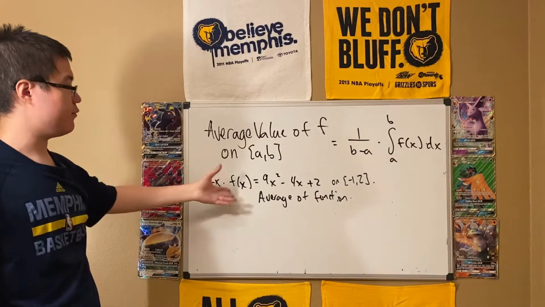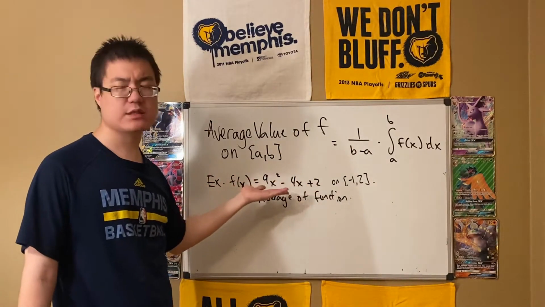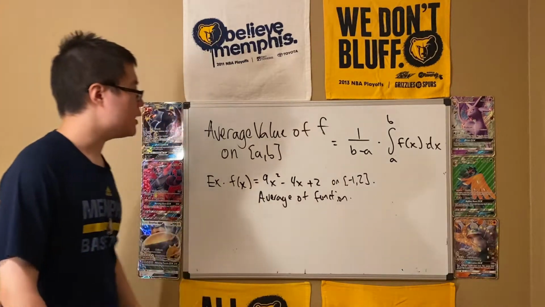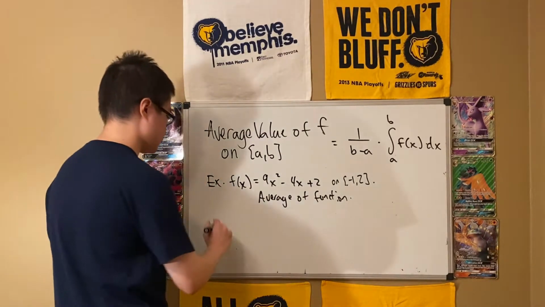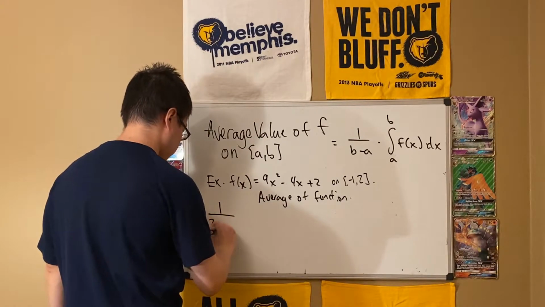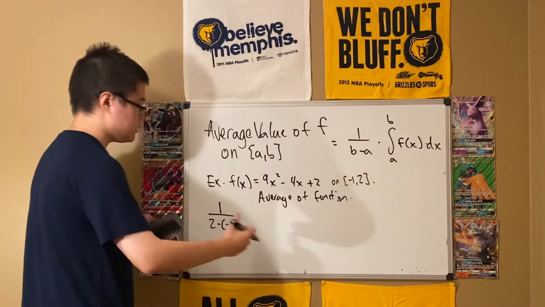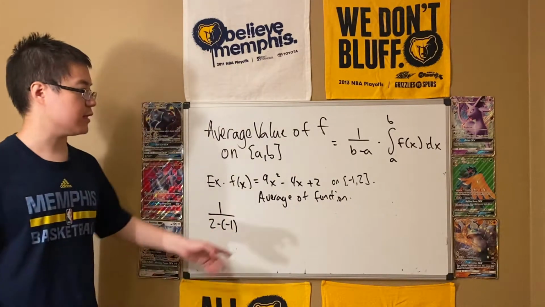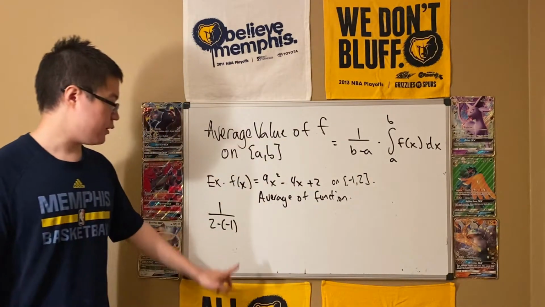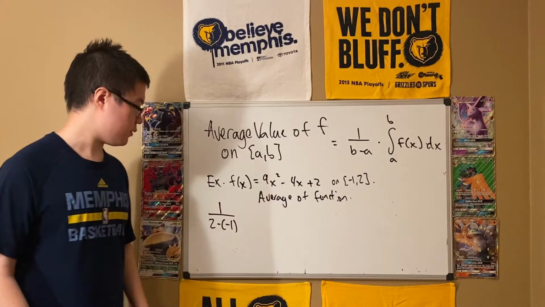And then finally, we're going to be integrating this function, this lovely little guy right here. So let's first set it up, and then once we set it up, we will do the integral. It's going to be 1 over 2 minus -1. As usual, negatives can be kind of confusing, so keep in mind that there are two negatives in this case: negative from the formula and then negative from the left endpoint.